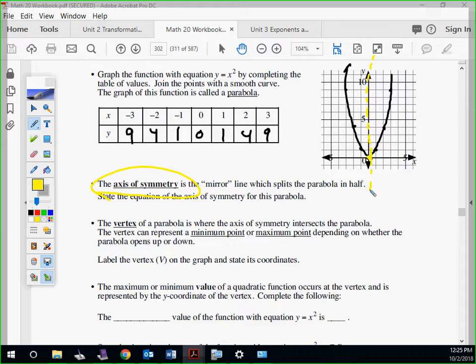The vertex of the parabola is where the axis of symmetry intersects the parabola. The vertex can represent a minimum or a maximum. So for example, this guy right here is a minimum. It's a valley. Your other option is if you have a parabola doing this. That's a maximum. It's a hill. So it's a maximum or a minimum. Label the vertex V. Vertex is a coordinate. For example, this one's vertex is simply 0, 0.